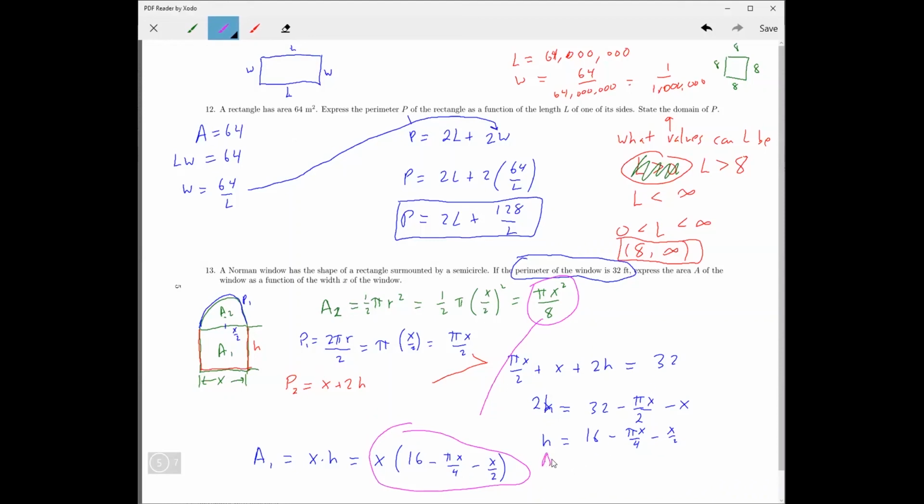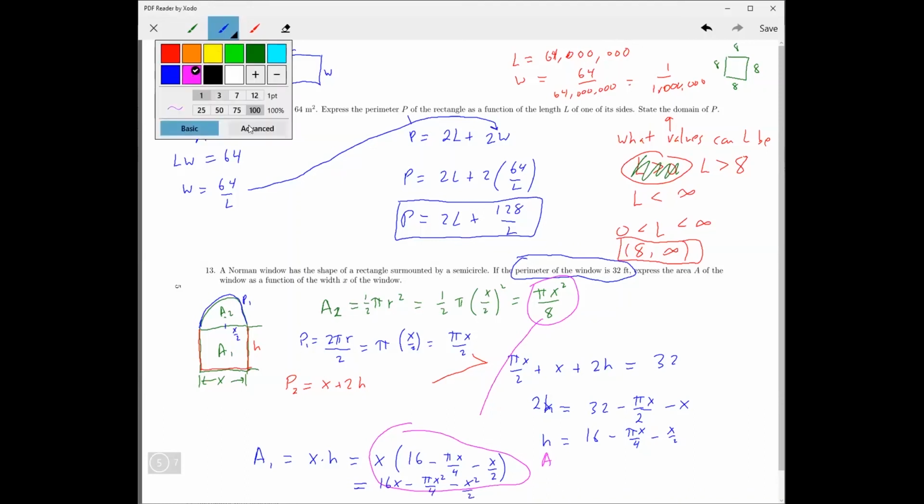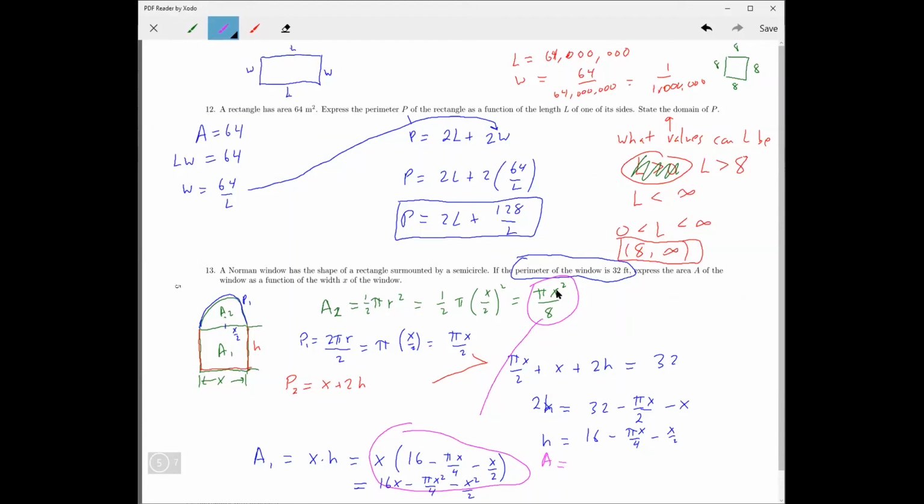Okay, let me simplify this one here. So this is 16x minus pi x squared over 4 minus x squared over 2. Okay, so that's going to be this one plus all that. Now this and this reduce down to pi minus pi x squared over 8.